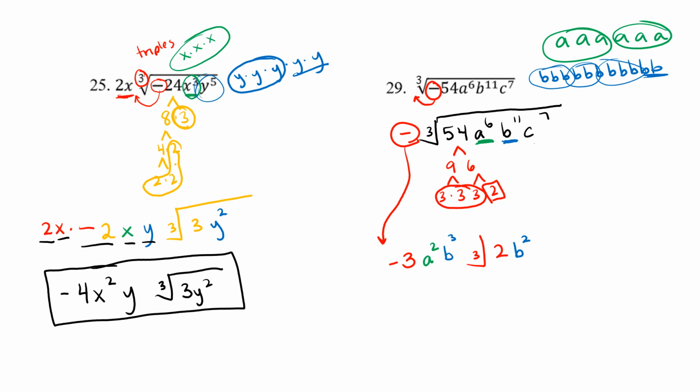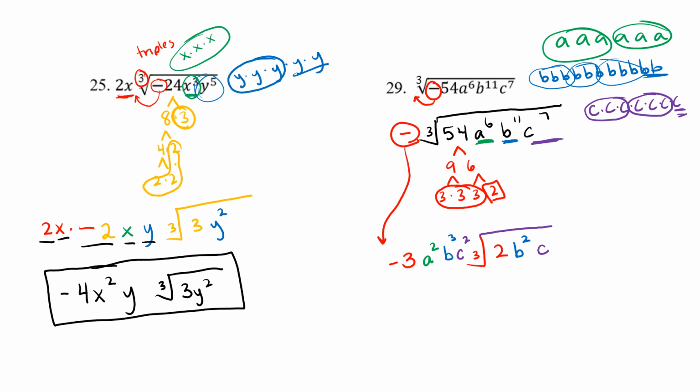The last one is c to the 7th. You ask yourself how many groups of 3 can you take out of that? That would be 2, right? So c squared would be on the outside. How many c's would be left over? 1 c, because 2 groups of 3 c's would be 6, leaving us with 1 c left over. Again, if you need to write 4, 5, 6, 7, write those c's and circle groups of 3 to see how many would be taken out and how many left over, then you should do that.